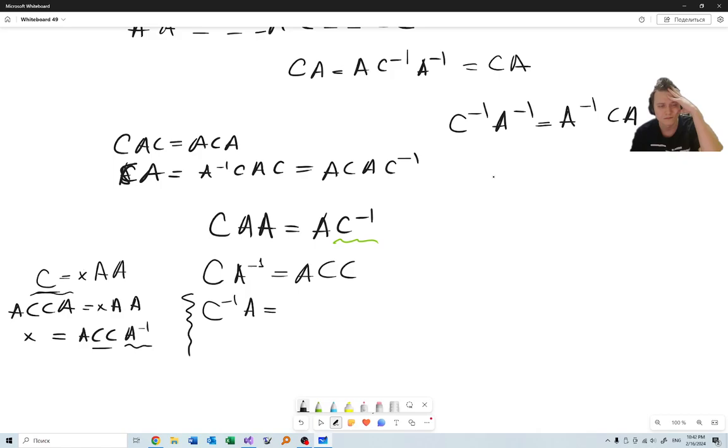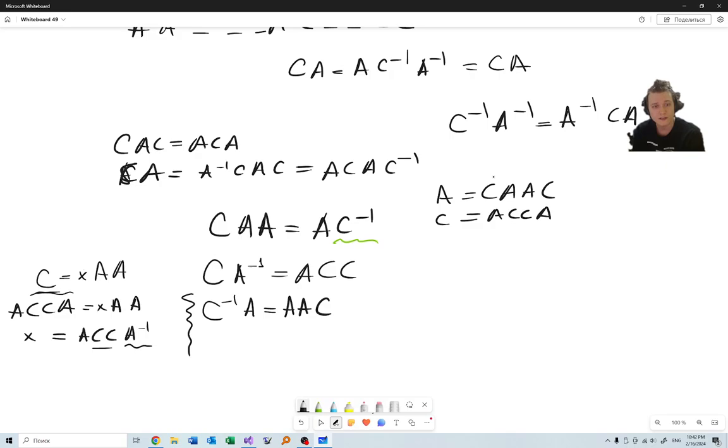Okay, we have two things. We just know two things. We know that A equals CAAC and C equals ACCA. So C minus 1 A is AAC, and do we like it? We do. It is nice. And so C minus 1 A minus 2 is also plausible. Yeah, because we can say that a minus 1 equals c minus 1 a minus 2 c minus 1. So c minus 1 a minus 2 is a minus 1 c. Beautiful.